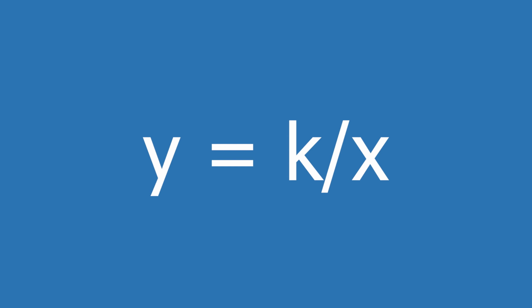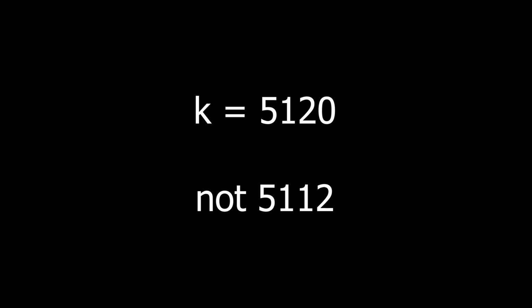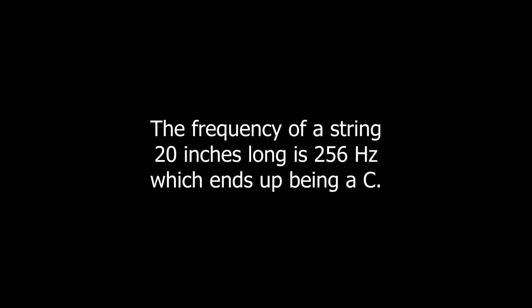Using the formula for inverse variation, which is y equals k over x, we should first make 8 equal to k over 640 and then solve for k. Once we find k, which is 5,120, we could then set up the final equation to find the frequency of a 20-inch string. 20 equals 5,120 over x and then solve for x. X should end up equaling 256. The frequency of a string 20 inches long is 256 hertz, which ends up being a middle C.